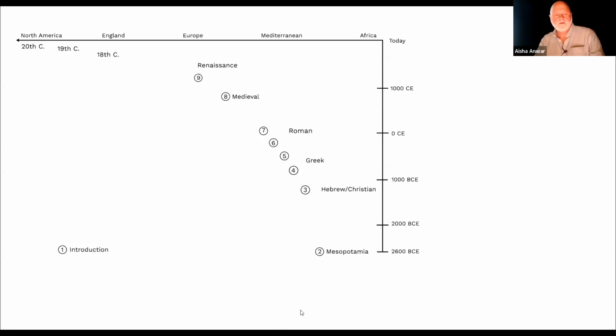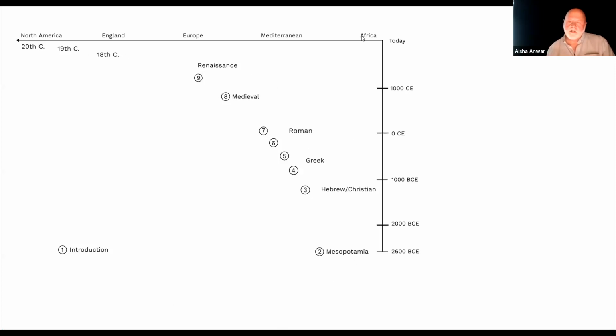Down here, we're starting at 2,600 years before the Christian era. This is almost 5,000 years ago. In fact, the Epic of Gilgamesh, which we'll be looking at Thursday, is really 5,000 years old. And it was a little older than the written text because it had an oral tradition beforehand. We're going to go all the way up by the end of the class to the 20th century.